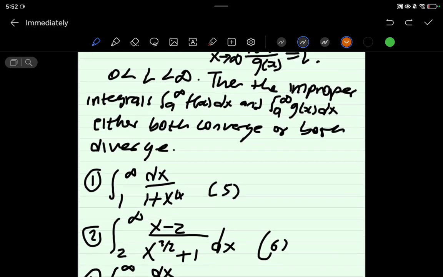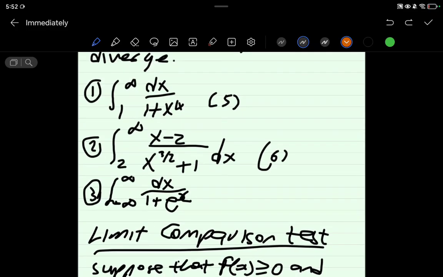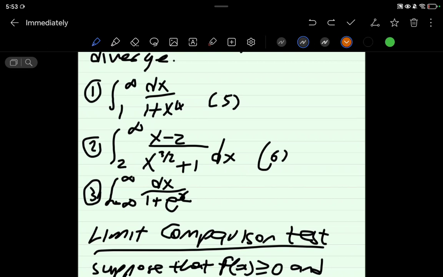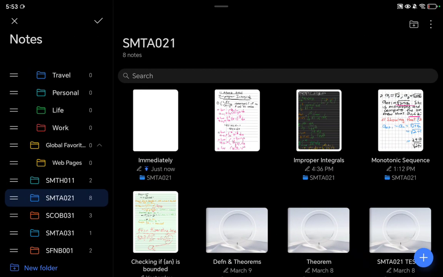Then from there we're given these exercises. We're given number 1. We have the integral from 1 to infinity of dx over 1 plus x to the 4.